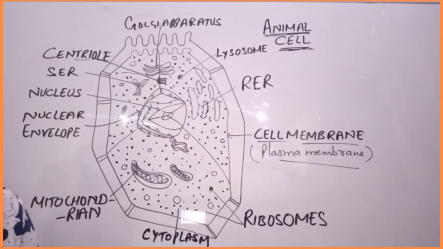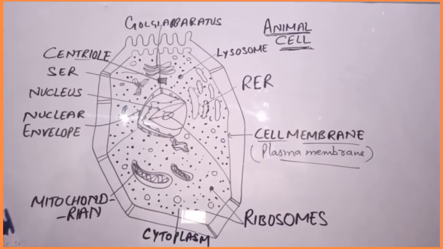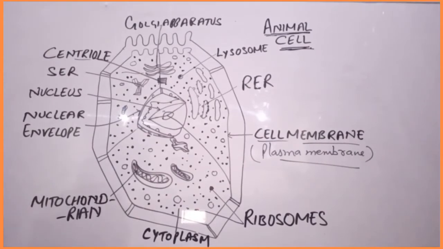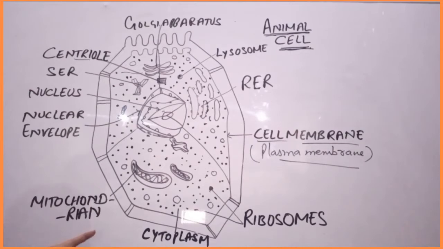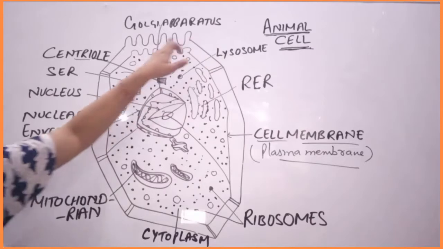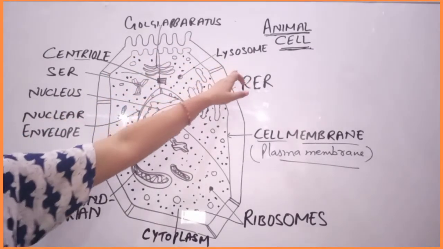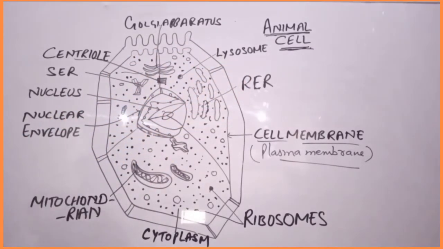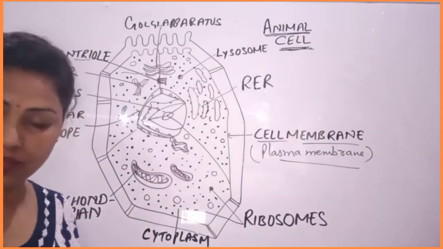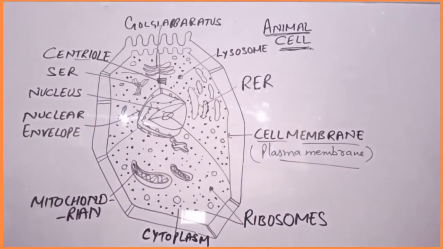Actually, lysosomes are small spherical bag-like structures present in the cytoplasm. They help in intracellular digestion. Okay, these are lysosomes, and these lysosomes are small spherical structures present in the cytoplasm. They help in intracellular digestion. Lysosomes can digest worn out tissues and food particles, hence these are known as suicidal bags. Okay, that's why these are known as suicidal bags.